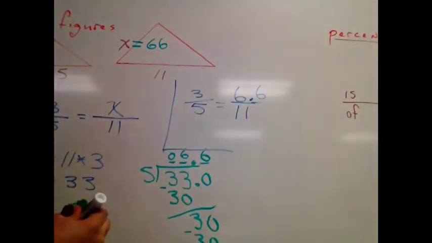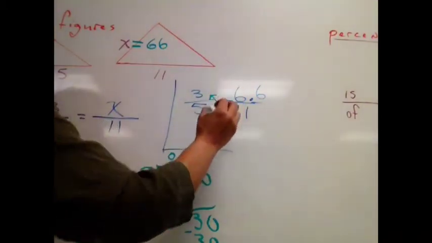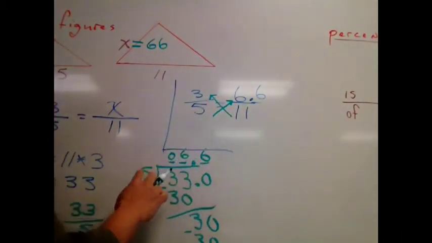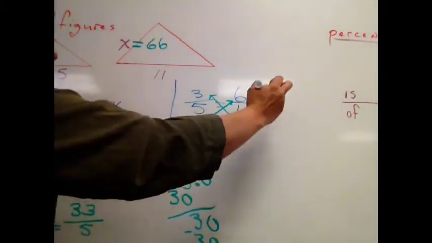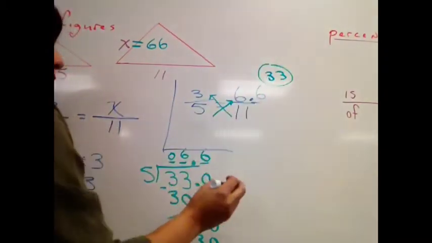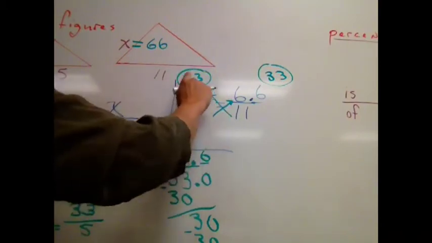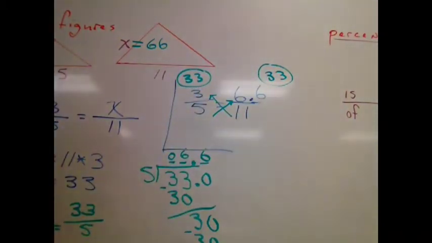If we already knew our numbers and all we're trying to figure out is if they really are similar, we would cross multiply and see if we got the same answers. We already know from this that 5 times 6.6 equals 33. Right? 11 times 3 is 33. If we got the same values, that would prove that they are similar.